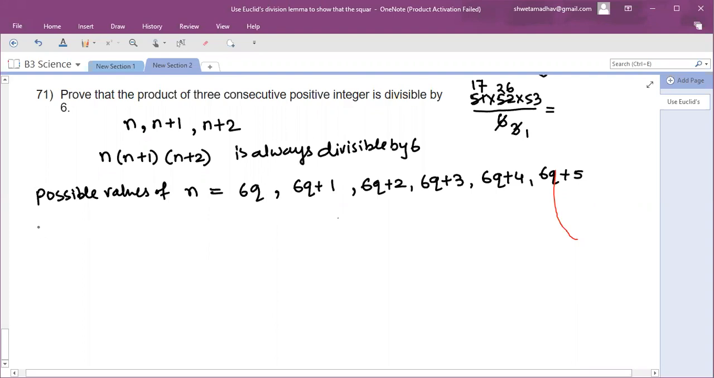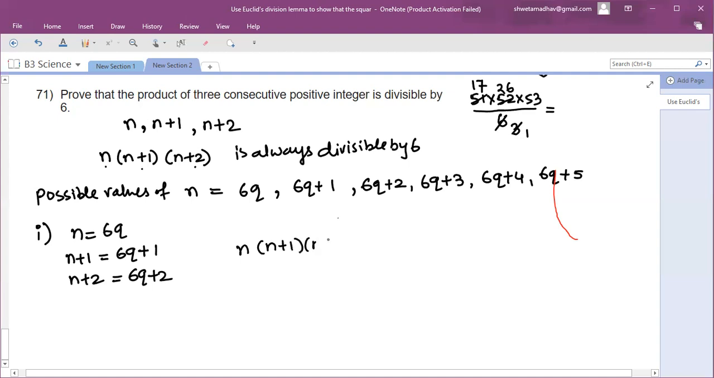So first case, when n is equal to 6q, then what is n plus 1? 6q plus 1. And n plus 2, because we have to show n into n plus 1 into n plus 2. So what is n plus 2? 6q plus 2. Now take the product of these three terms, n into n plus 1 into n plus 2. What are their values? 6q into 6q plus 1 into 6q plus 2.